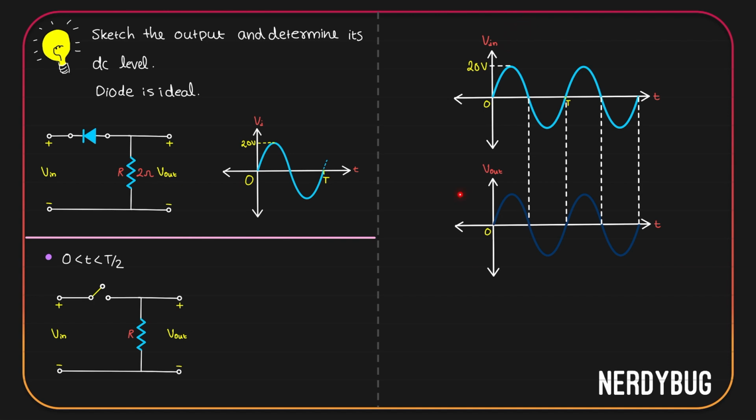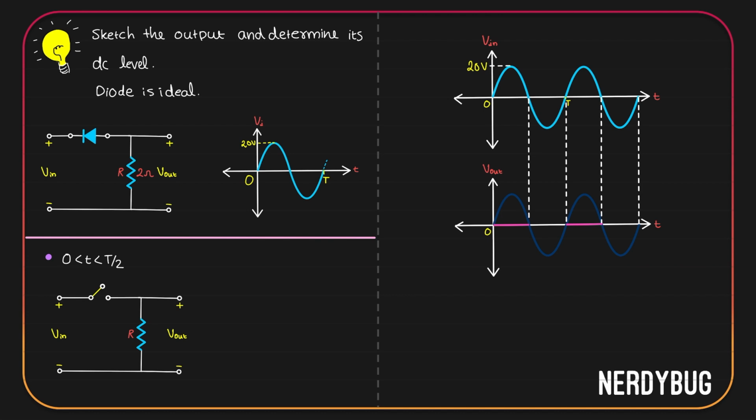This is our input and this is our output corresponding to the input. For reference, I have still kept the ghost of our input over here. Now, for the positive half cycles, our diode will be in reverse bias and therefore the output is 0. Let us plot it on the graph.